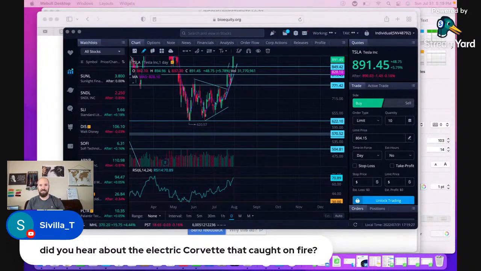And that's one of the FUD things that I like to make sure people are corrected on. Sure, it caught fire, but the reason you don't hear about ICE vehicles on the news all the time catching fire is because they're just the norm.